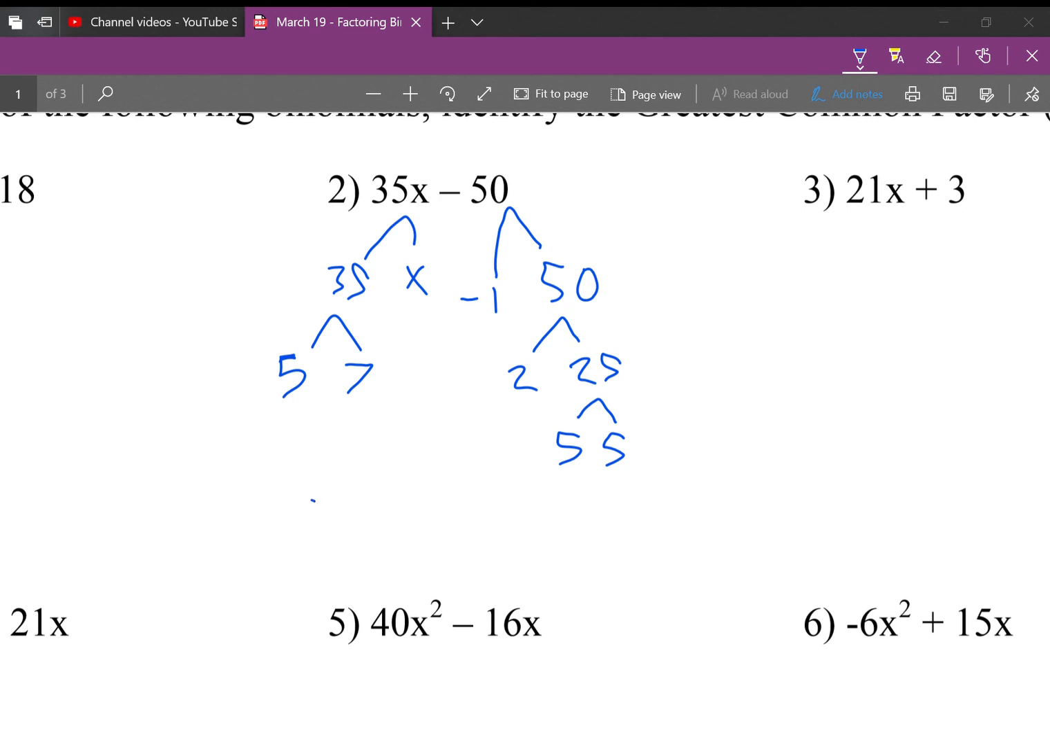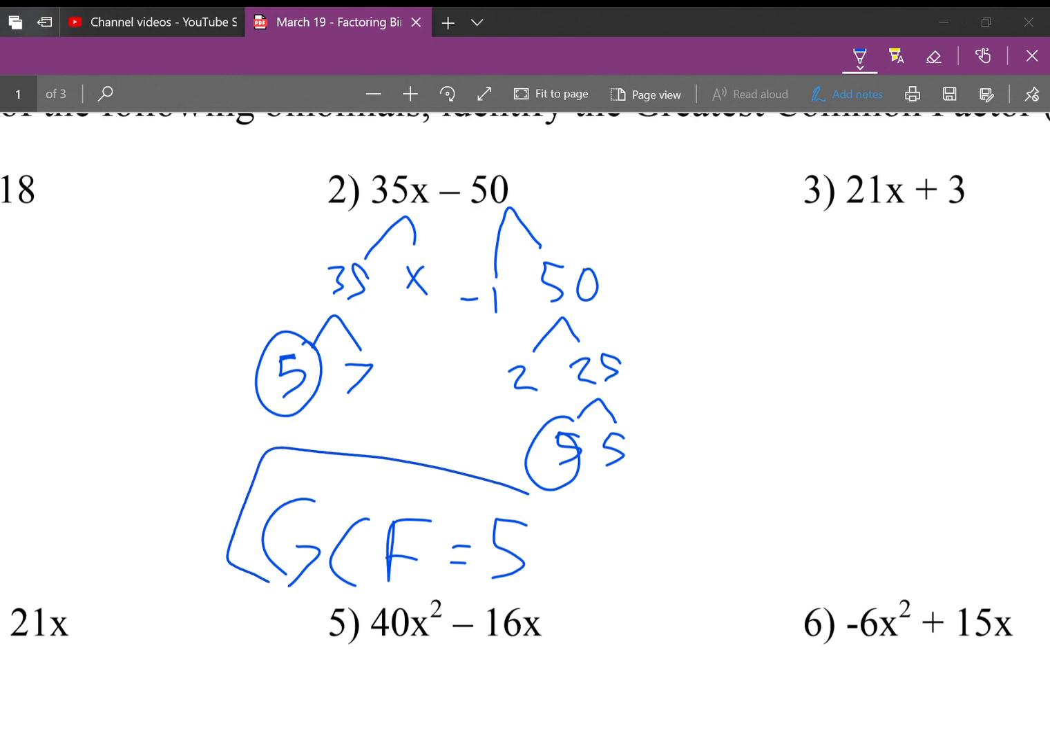Now, we're trying to find the GCF here, so let's leave a space for that. The only thing I see that's common is the 5. Is that right? The 5 here and a 5 here. And that's it. Sometimes it's that easy. So the GCF is 5. That's, again, abbreviation for greatest common factor. And that's all there is to it on this one.